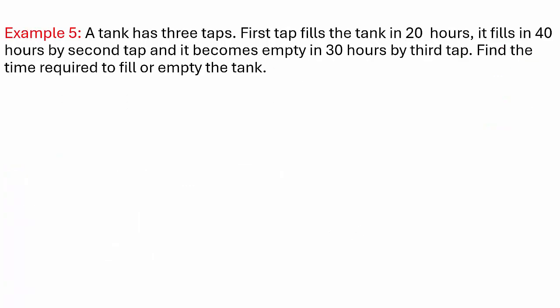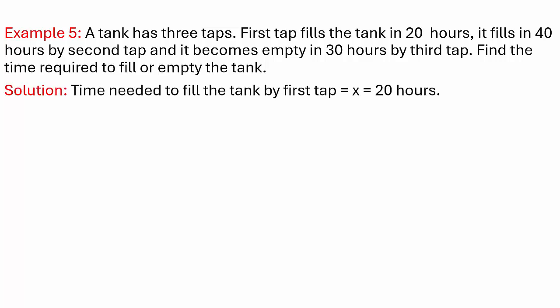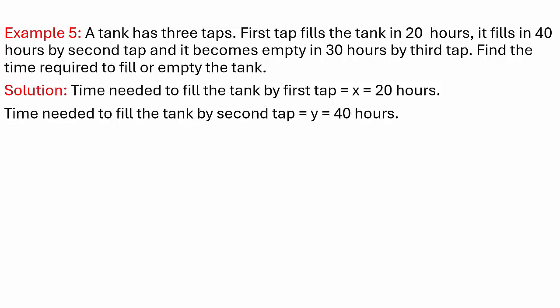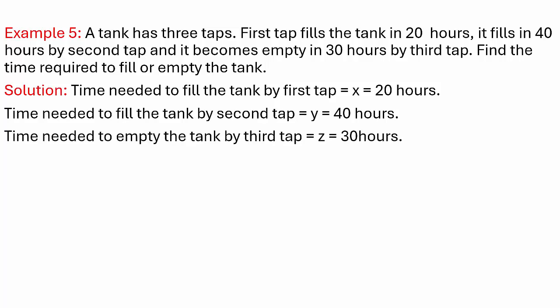Example: a tank has 3 taps. First tap fills the tank in 20 hours. It fills in 40 hours by the second tap, and it becomes empty in 30 hours by the third tap. Find the time required to fill or empty the tank. Here also, time needed to fill the tank by the first tap X equal to 20 hours. Time needed to fill the tank by the second tap Y equal to 40 hours. Time needed to empty the tank by the third tap Z equal to 30 hours.